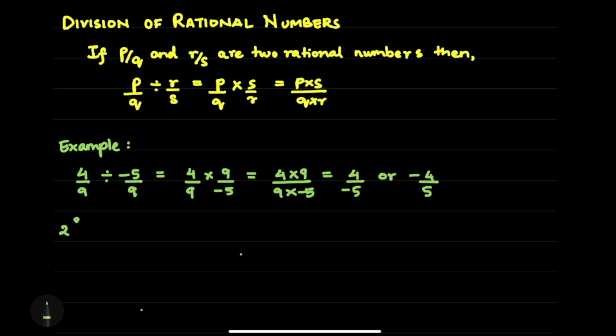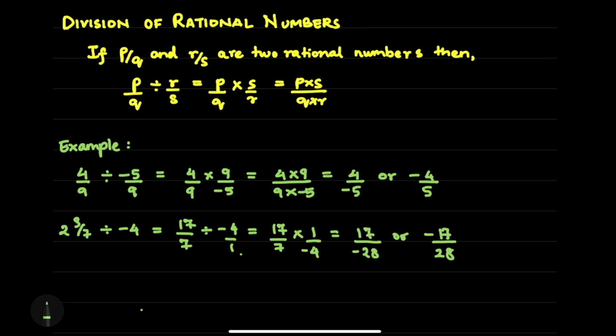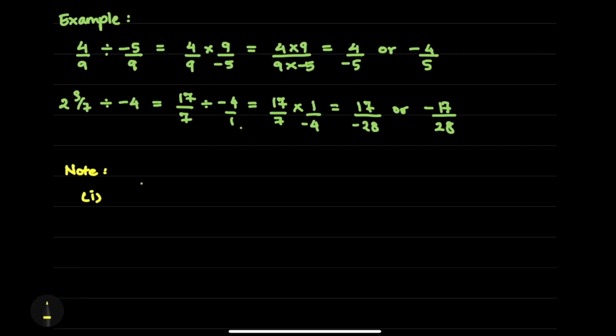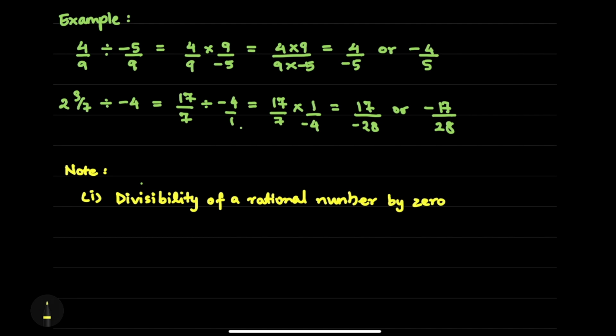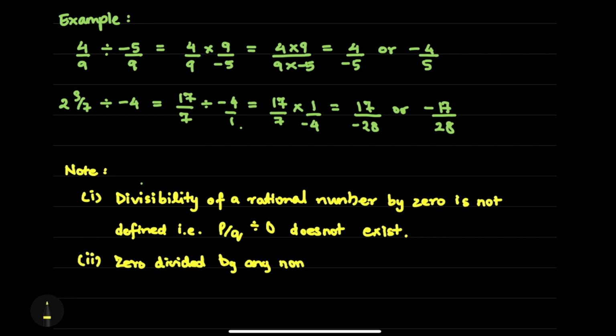Similarly, if we divide 2, 3 by 7 by minus 4, we get minus 17 by 28. Some points to note. Divisibility of a rational number by 0 is not defined. That is, p by q divided by 0 does not exist. And second, 0 divided by any non-zero rational number will always result in 0.